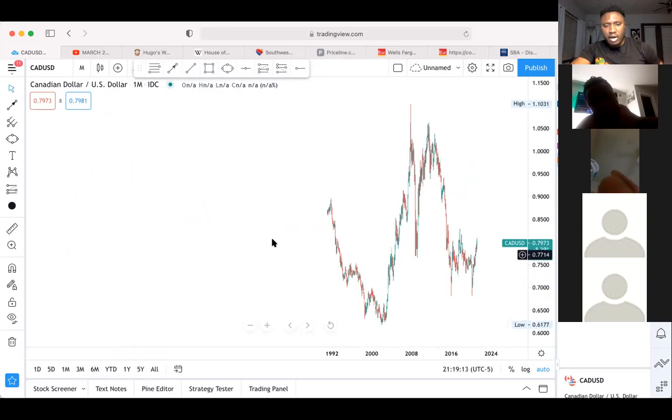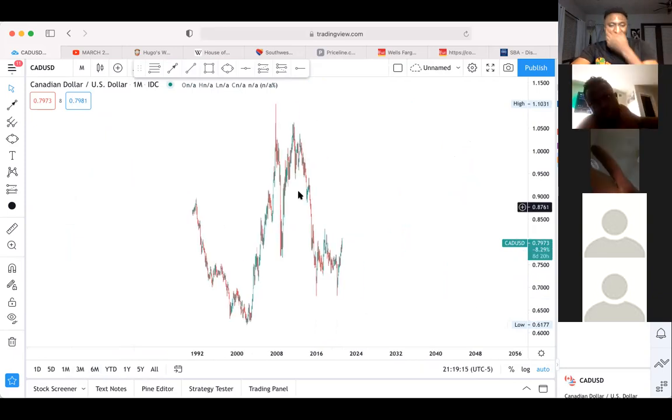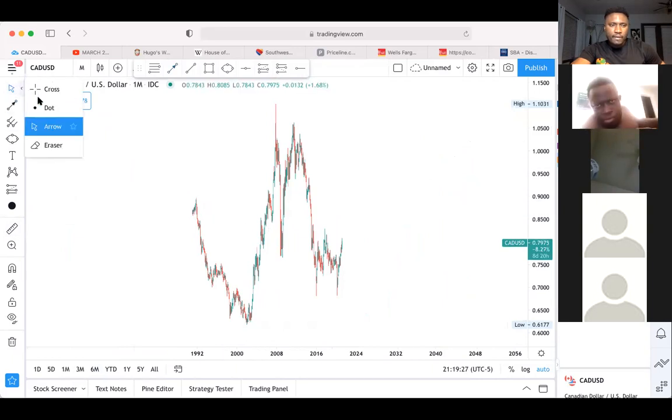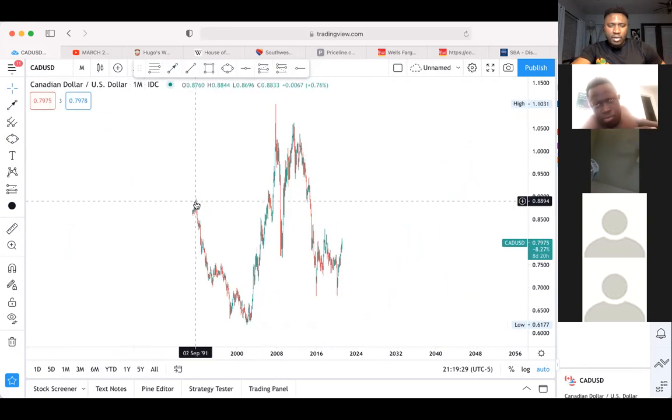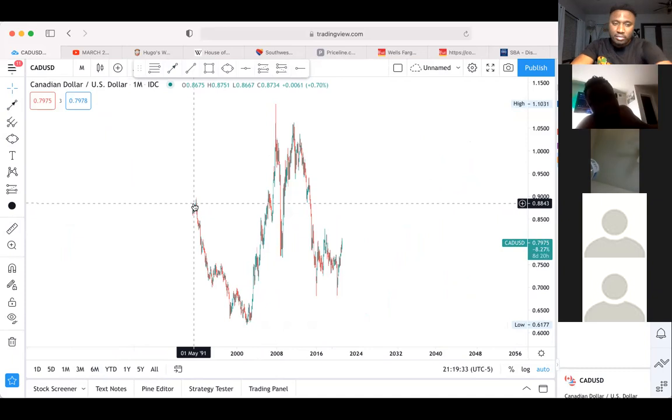Now, if you look at this market, this is the monthly time frame. So this was in 1992. I believe some people were not born then. Let me change it. Okay, look at this. This market started in 1991. That's how many years ago now? 30 years ago.